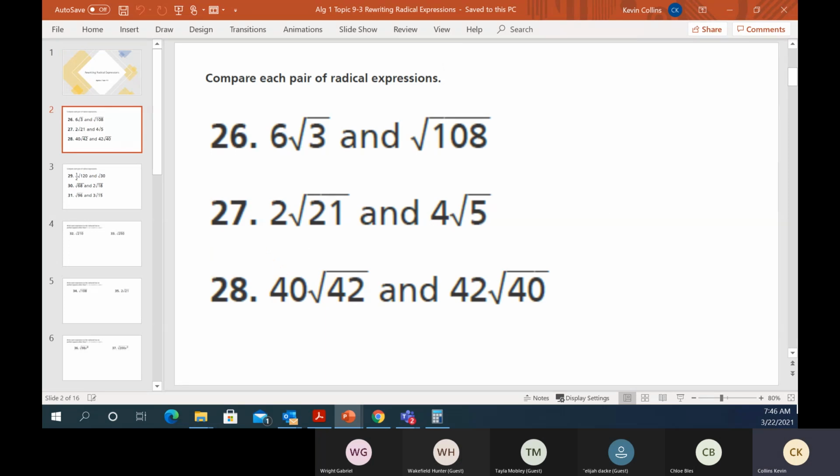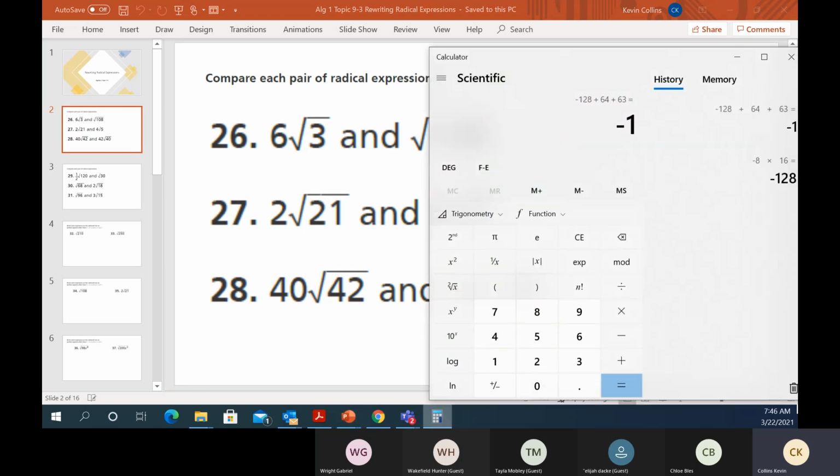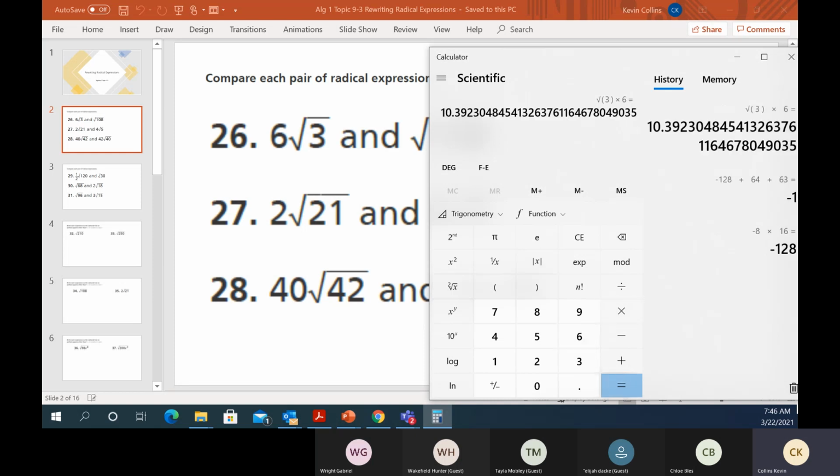So it says compare each pair of radical expressions. All right. So this definitely looks like it's something for a calculator. Okay. So let's check it out. So the first guy here, we have, let's clear this out. And I forget if I have to hit the square root button first or second. I think I hit it second. So if I do 3 and then square root, I get like 1.73 roughly, and I take that times 6. So it's like 10.4 roughly.